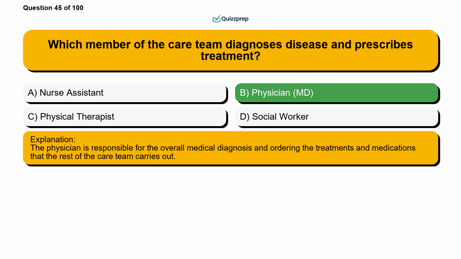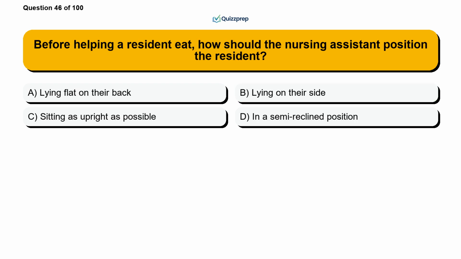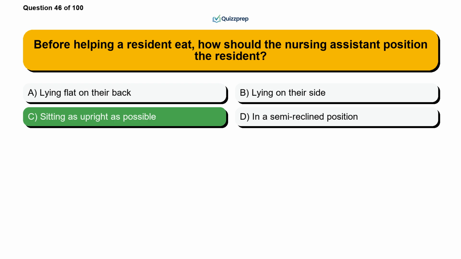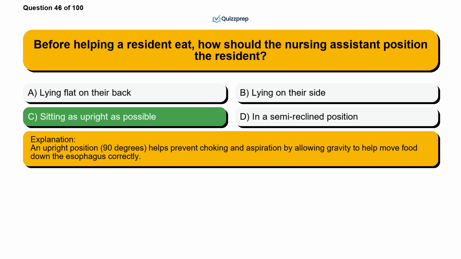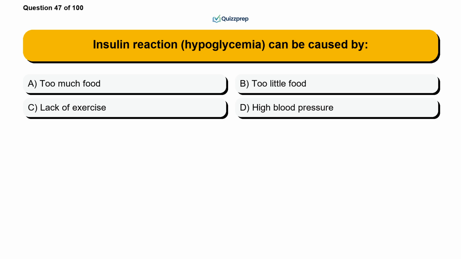Question 46. Before helping a resident eat, how should the nursing assistant position the resident? Option A, lying flat on their back. Option B, lying on their side. Option C, sitting as upright as possible. Option D, in a semi-reclined position. The correct answer is option C, sitting as upright as possible. An upright position, 90 degrees, helps prevent choking and aspiration by allowing gravity to help move food down the esophagus correctly.